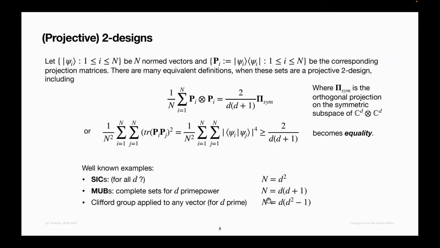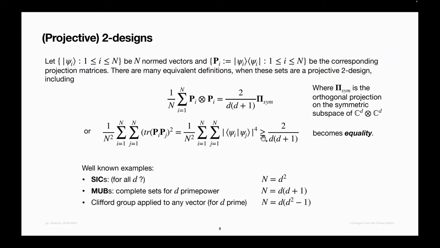There's also, when you take the Clifford group, to which we come later, and apply it to any vector, then in prime dimension you also get a projective two design. The last one is an example. The Clifford group is therefore also called a unitary two design, but we don't refer to this definition in our paper. We just use projective two designs, and sometimes I may even skip the word projective. So much for the introduction.